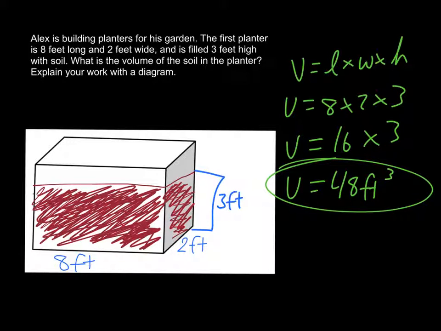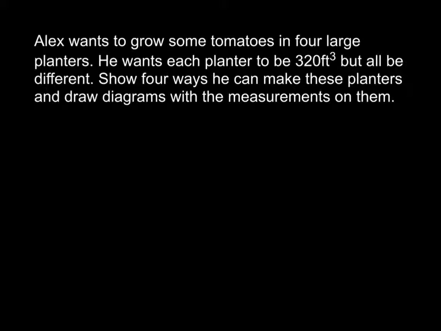Try the next problem. Alex wants to grow tomatoes in 4 large planters. He wants each planter to be 320 cubic feet, but all of the planters to be different shapes. Show 4 ways he can make these planters and draw diagrams with the measurements on them. All 4 ways are going to be rectangular prisms, but you need to determine 4 possible variations.